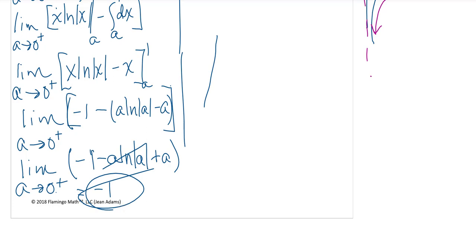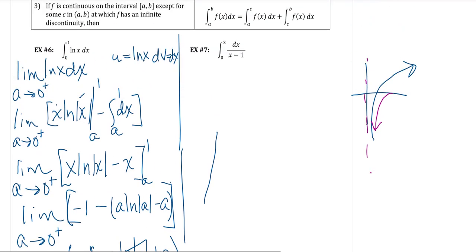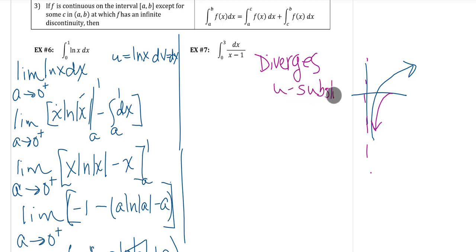Okay? So you guys are going to try this last example, and just to let you know, this one diverges. And this one only needs a u substitution. And that is how you evaluate improper integrals.